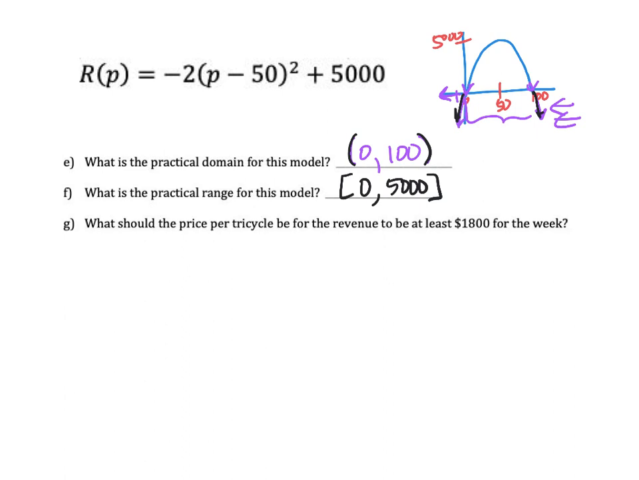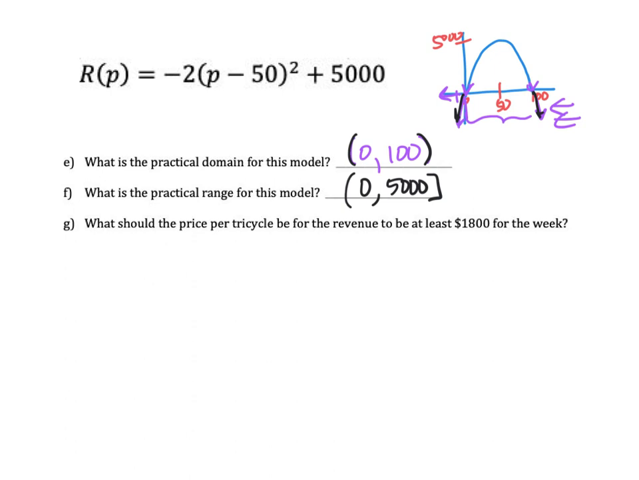So yeah, we should change this. Apologies. This should be an exclusive here as well, because you don't want to make $0. You want to make money. You want to put money in your pocket. So I would say your practical range is 0 exclusive up to 5,000 inclusive, because you do want to maximize your revenue.